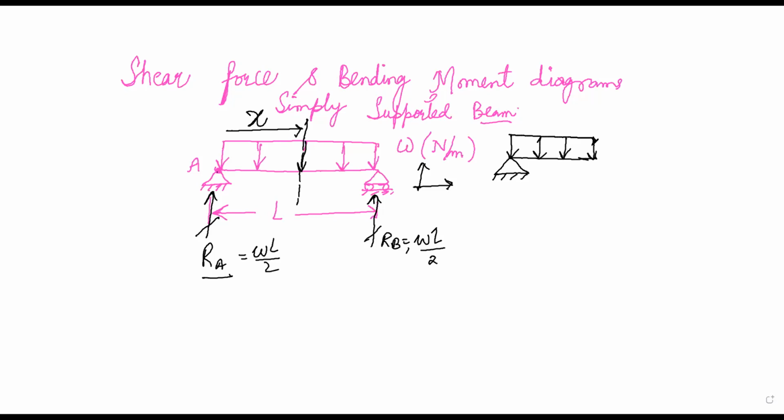We have obtained a beam portion like this, such that at this end we have a reaction RA equal to WL divided by 2. This length where we have taken the section is equal to X. Now at this very section you have shear force V and bending moment equal to M. Why are we writing shear force here as V? I have answered this question in the previous lecture. Because this portion of the beam will be in equilibrium with the other portion of the beam.